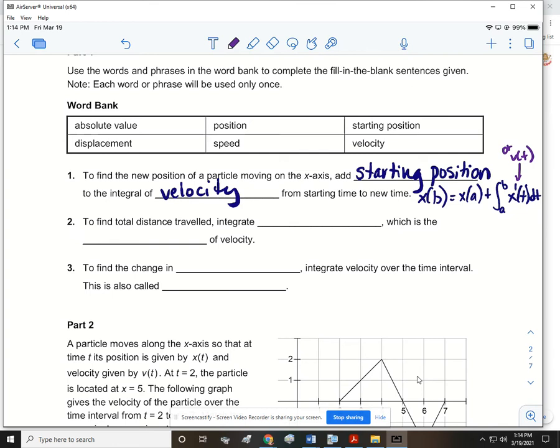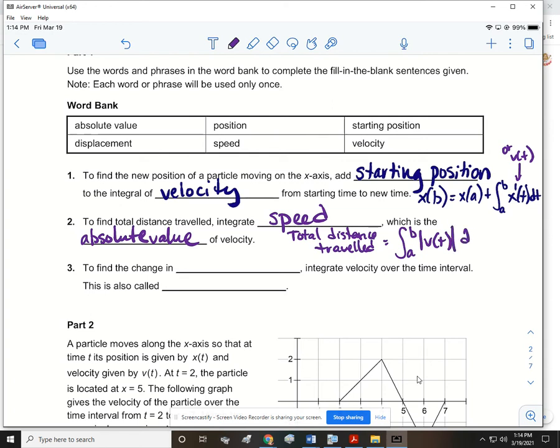All right. Then for number 2, to find the total distance traveled, you integrate the speed. And if you guys remember, the speed is the absolute value of the velocity. All right, so that's the total distance traveled. That's going to be equal to the integral from a to b of the absolute value of v of t dt.